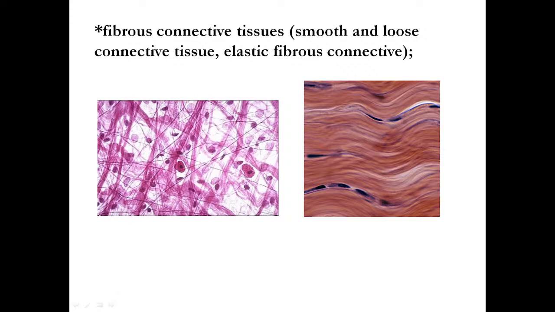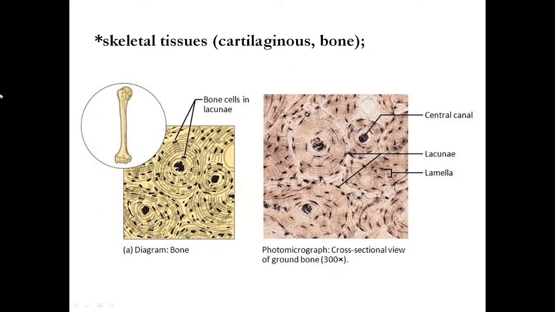Fibrilla. This is cell, many cells. This is fiber, many fibers, thin, thick. What do you see? Located under the epithelium of skin, for example. Next, skeletal tissue, cartilaginous and bone. So you see pictures. This is bone. What you see, bone cells. You see lacuna. This is bone tissue.